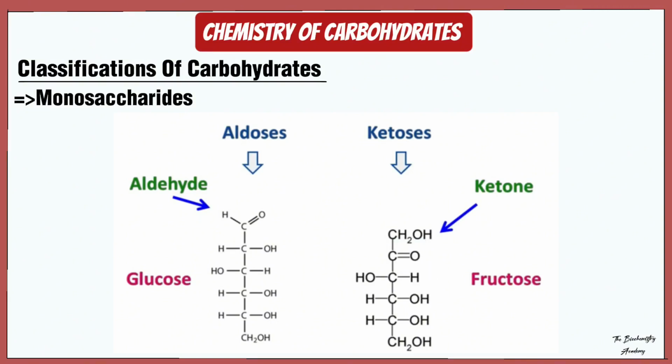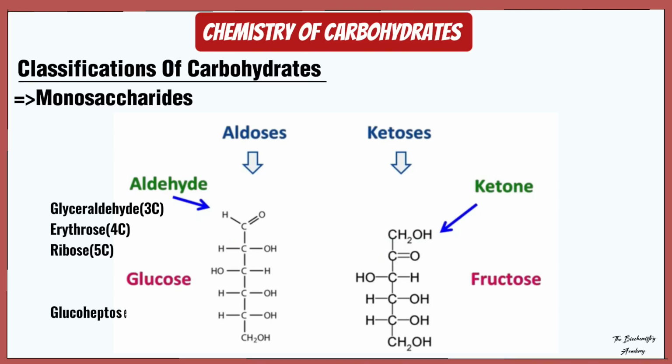Some more examples of aldose sugars are glyceraldehyde, which is a 3-carbon sugar, erythrose, which is a 4-carbon sugar, ribose, which is a 5-carbon sugar, glucose, which is a 6-carbon sugar, also known as hexoses, and glucoheptose, which is a 7-carbon sugar.